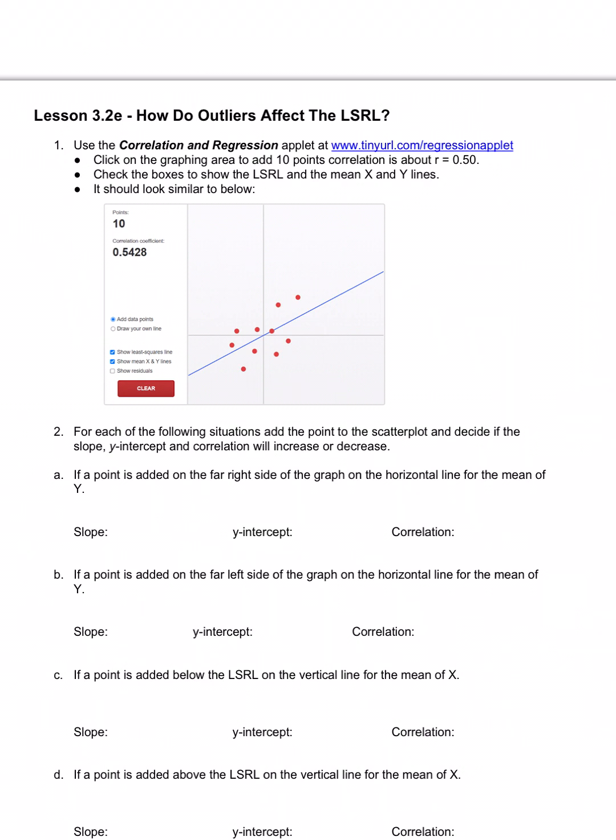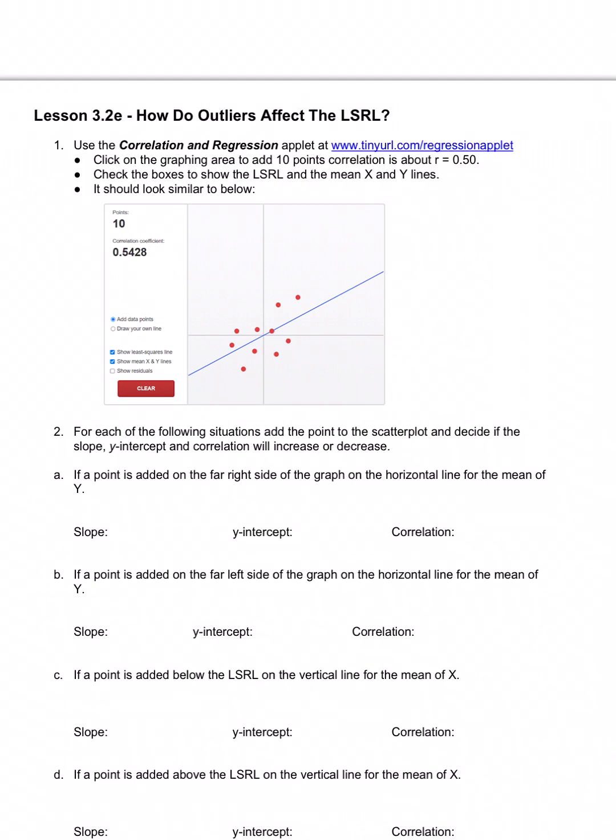Okay, now that we're back here, it says for each of the following. On A, it says if a point is added on the far right side of the graph on the horizontal gray line, so add a point on the far right side on the horizontal gray line, and we're going to look at what happened to our slope.